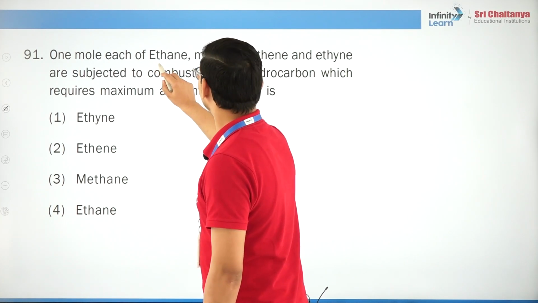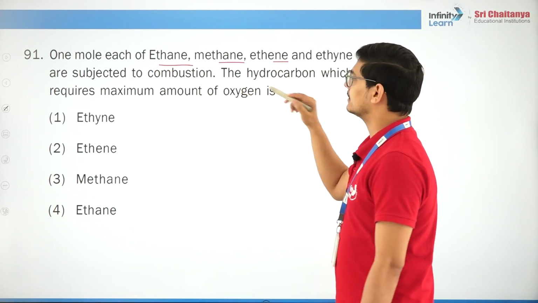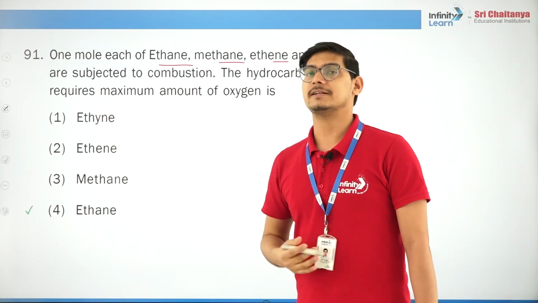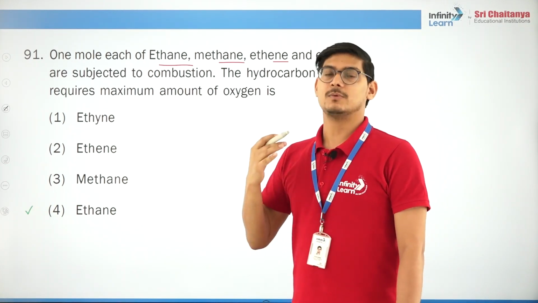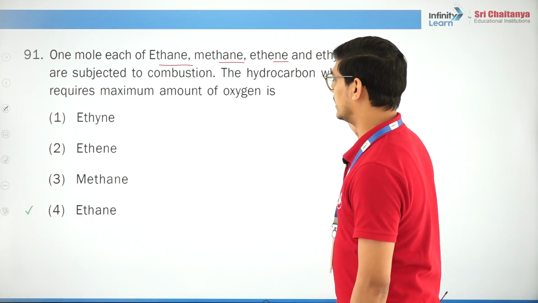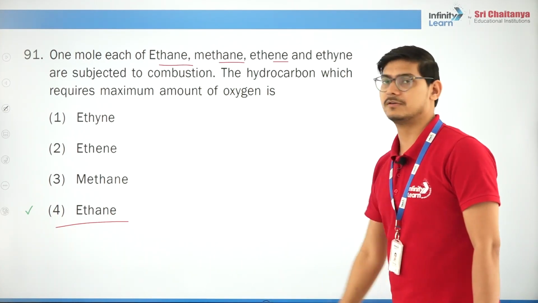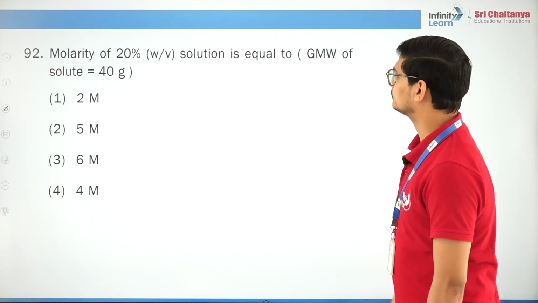1 mole each of ethane, methane, ethene and ethyne is subjected to combustion. The hydrocarbon which requires maximum amount of oxygen is the one that is most saturated, the one that has maximum number of carbon atoms, okay. So it is ethane, right, it is most saturated, it has maximum number of carbon atoms.